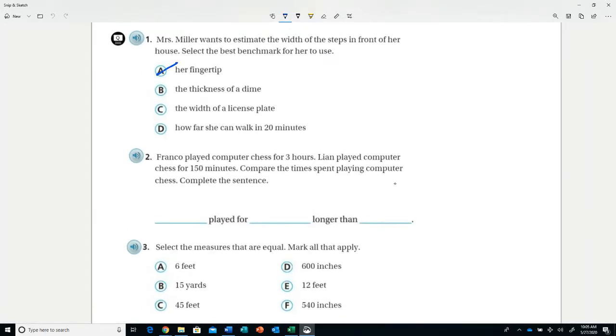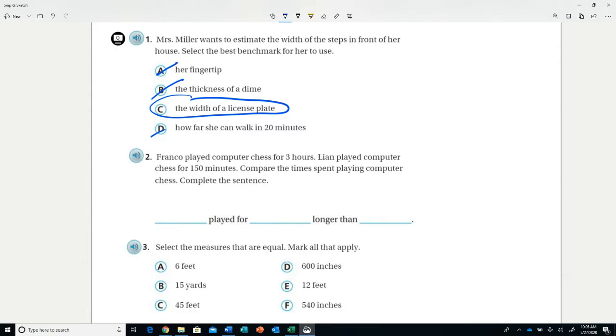So let's do no and no. The width of a license plate. So that's on the back of a car. All right, I suppose you could. How far she can walk in 20 minutes? That sounds way too much. So I would say width of a license plate.